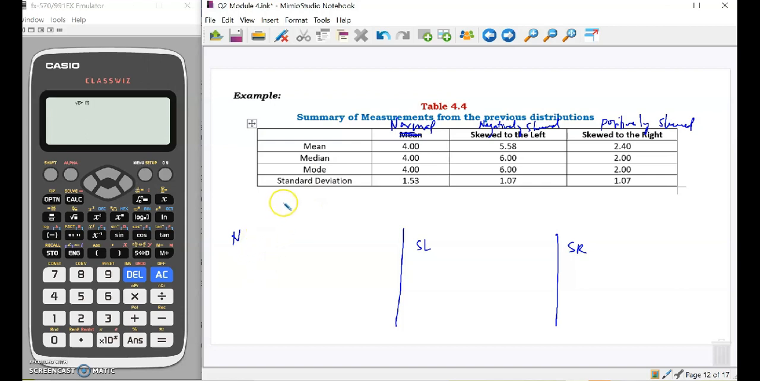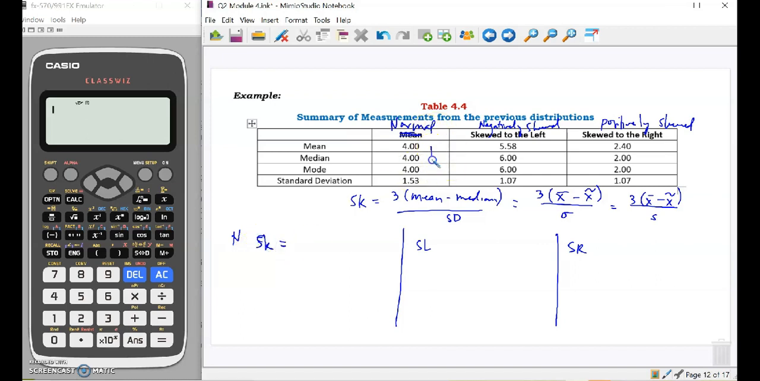Remember, skewness is equal to 3 times the mean minus the median divided by the standard deviation. In symbol, we have 3 times the mean minus the median divided by the standard deviation if we are talking about population, or we can actually change it to sample. In this case, it's given already.